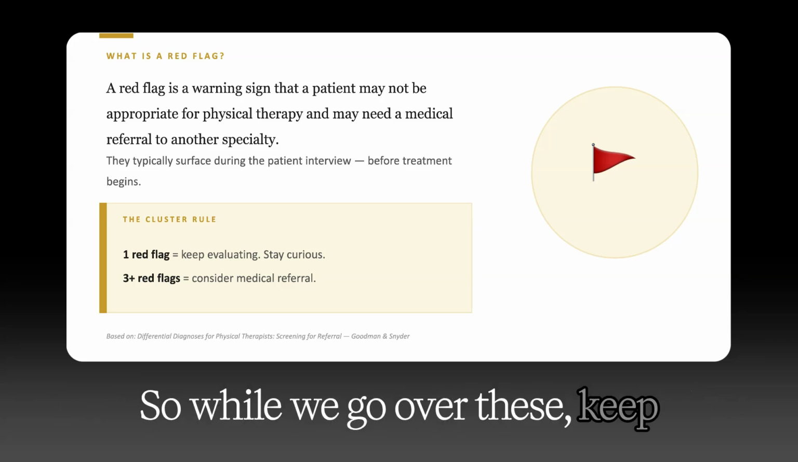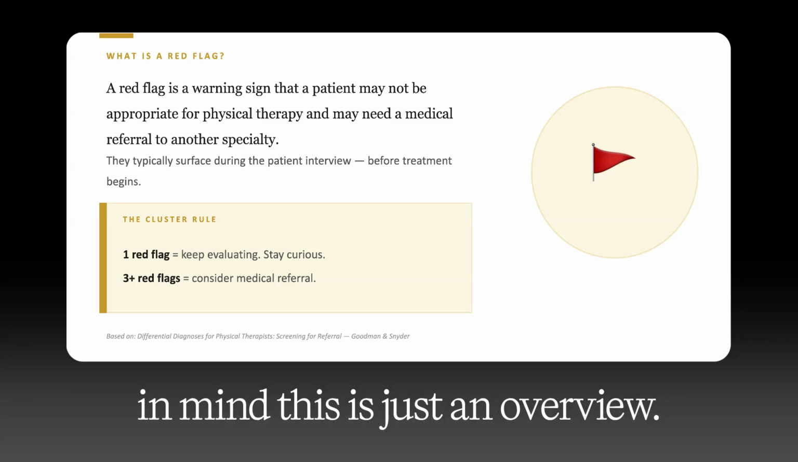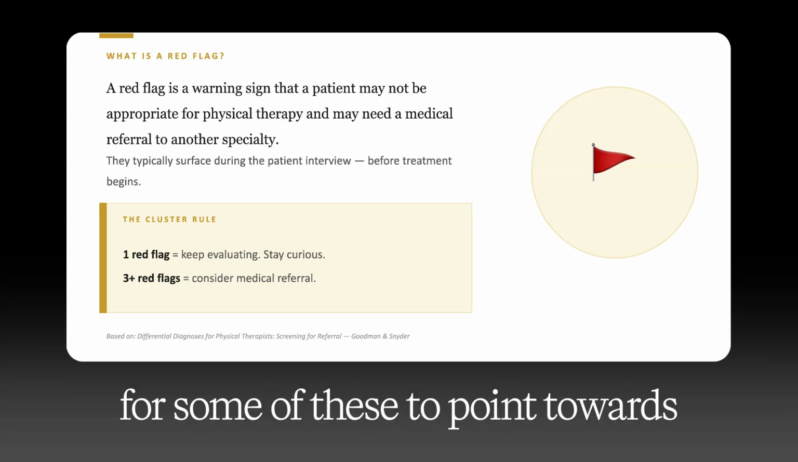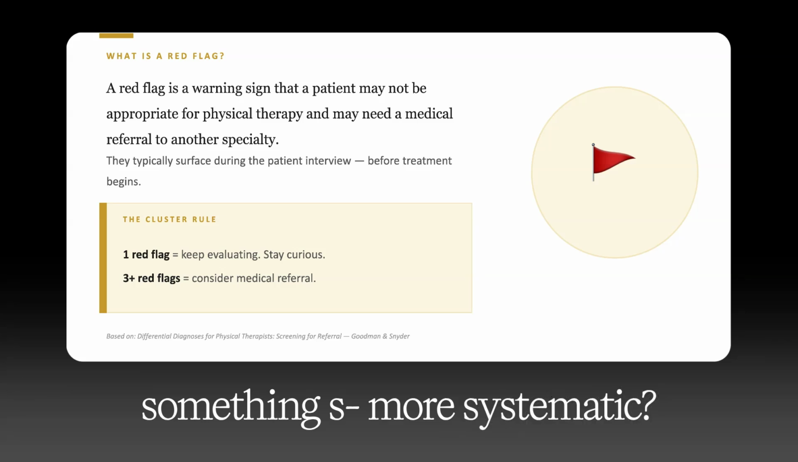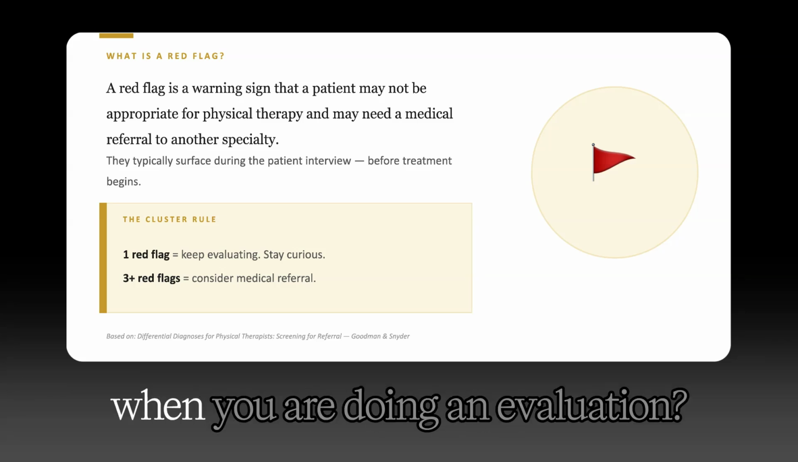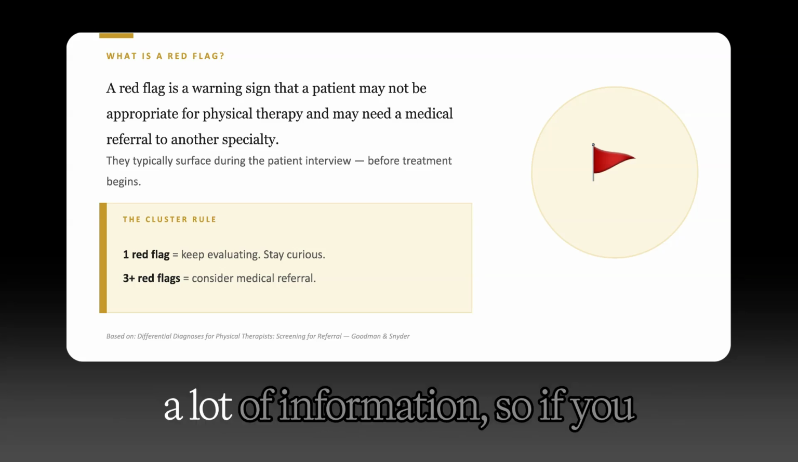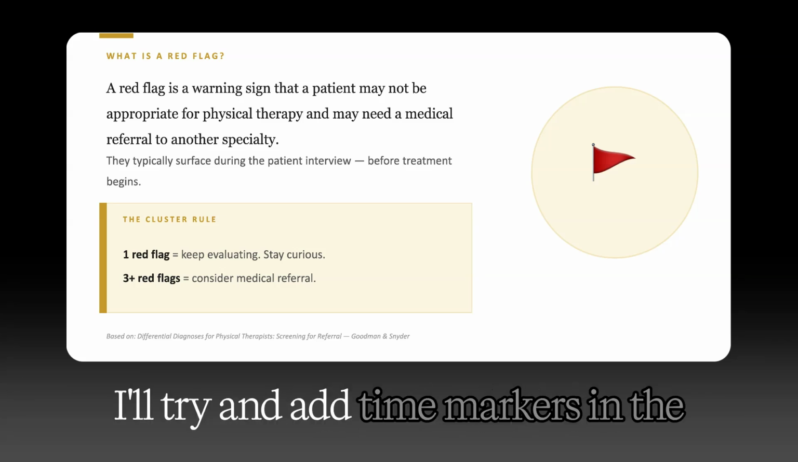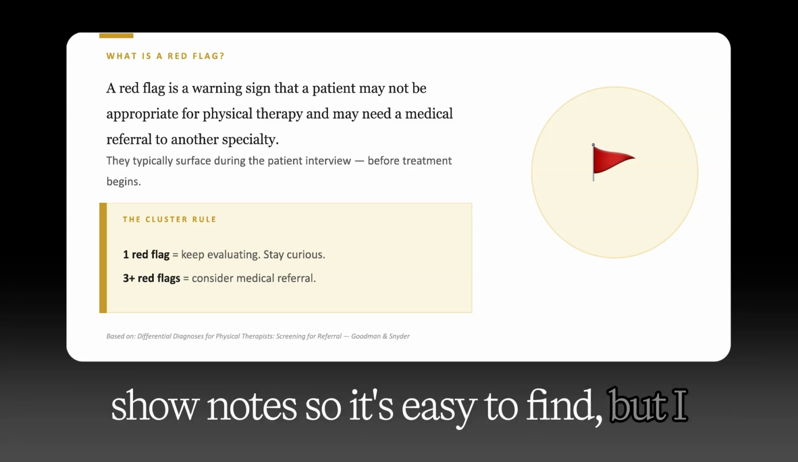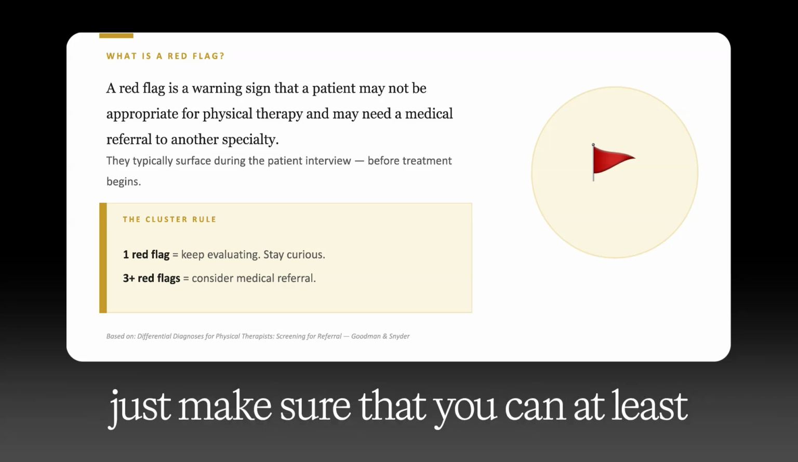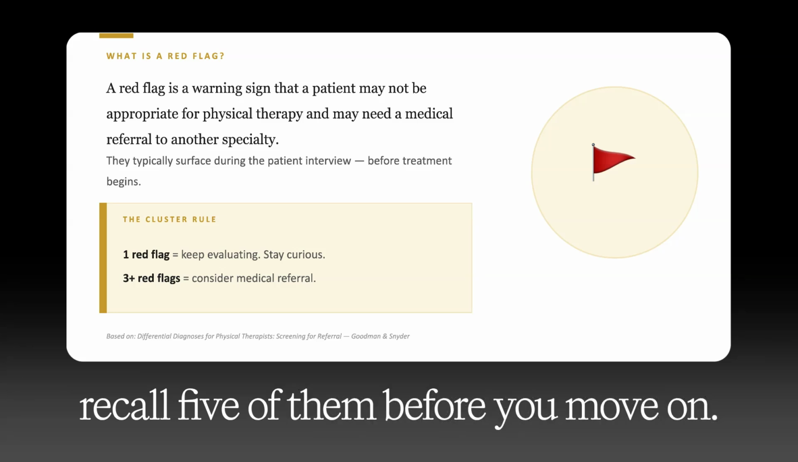So while we go over these, keep in mind, this is just an overview. You should be asking yourself, why would it make more sense for some of these to point towards something more systemic? Which ones don't make sense? Are these things that you look at when you are doing an evaluation? So we're going to be covering a lot of information. So if you need to listen back, do it. I'll try and add time markers in the show notes so it's easy to find, but I would hit pause after each section and just make sure that you can at least recall 5 of them before you move on.